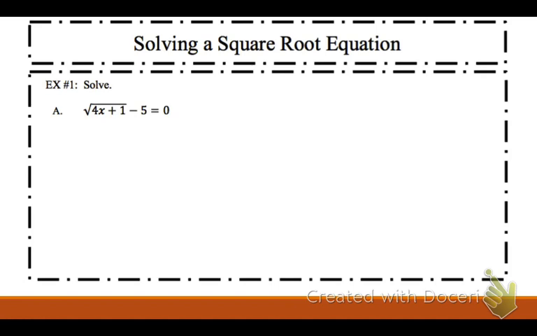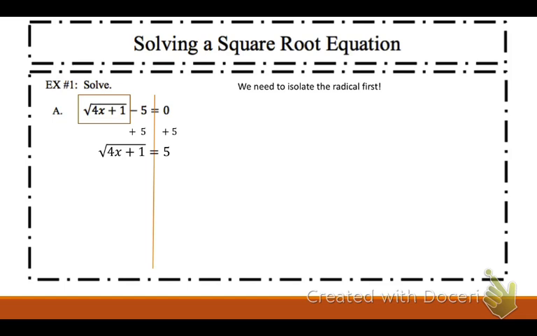So the first thing we always have to do is isolate the radical. I'm just going to draw a line down my equal sign, just so I can see I need to get that radical all by itself on one side of that line. In order to do that, I'm going to add the 5 over, because I need to get the square root of 4x plus 1 by itself. So I get the square root of 4x plus 1 equals 5.